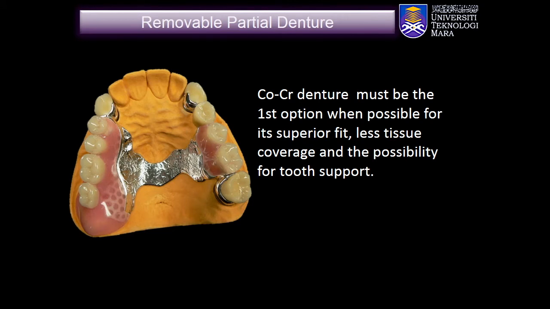Metal-based appliances are usually to be preferred in terms of strength, less coverage, tissue health, and the ability to use more complex designs. The mean survival of an RPD is around 8.07 years, give or take around 0.66 years.